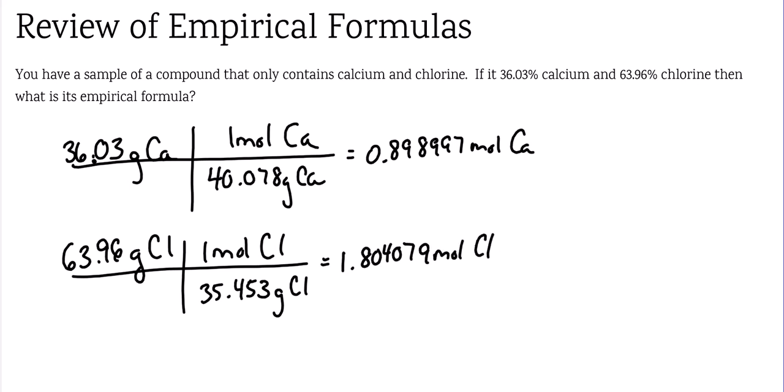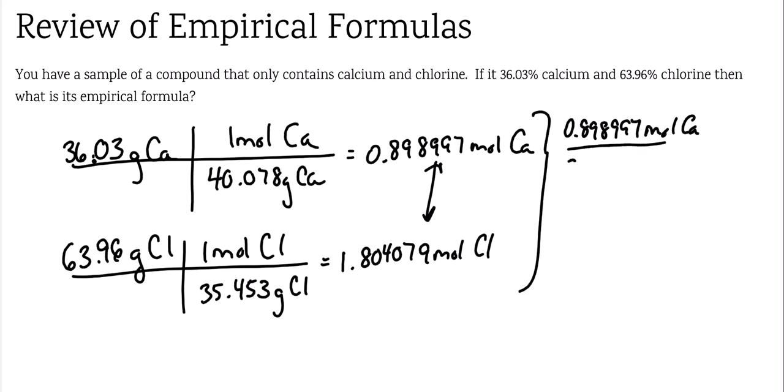Now, this to this is a true mole ratio. It is a quantity ratio. It's just rather ugly, so let's clean it up. Let's go ahead and divide both of them by this smallest amount. So we're going to take the smallest one and divide it by itself, and that's going to tell me that I have 1 calcium in this ratio.